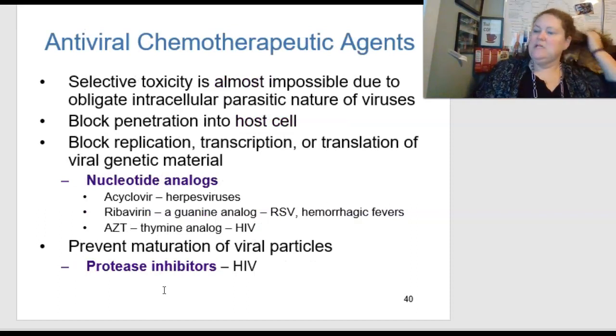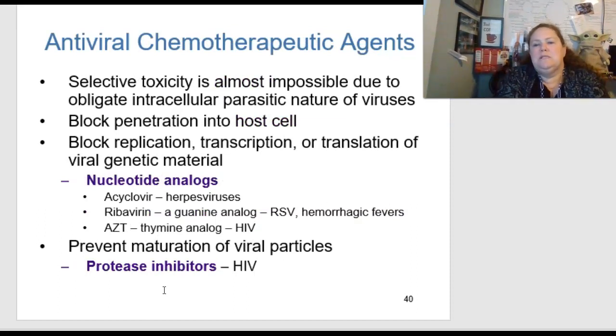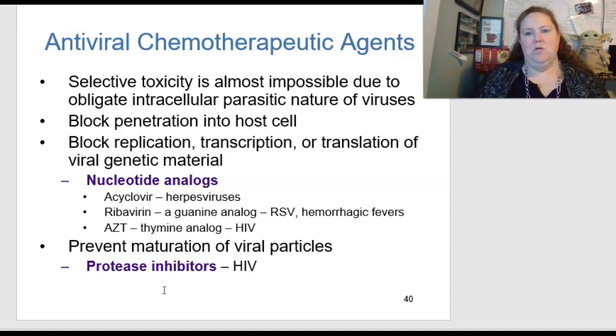When we're talking about antiviral chemotherapeutic agents, selective toxicity is almost impossible due to the obligate intracellular parasitic nature of viruses. And so what it's going to do is block penetration into the host cell, and by this, it's going to block replication, transcription, or translation of the viral genetic material.